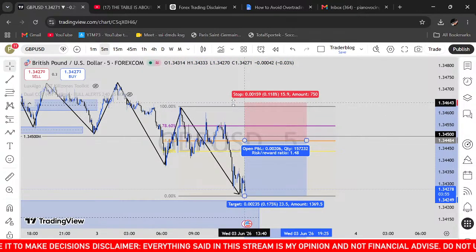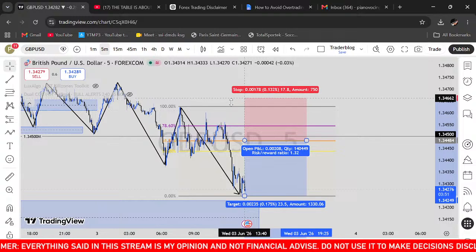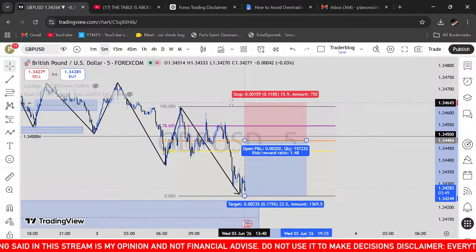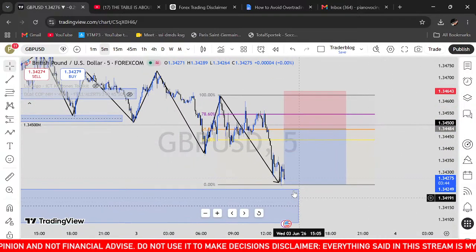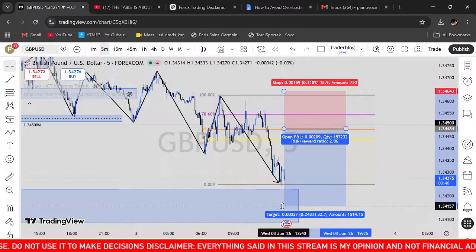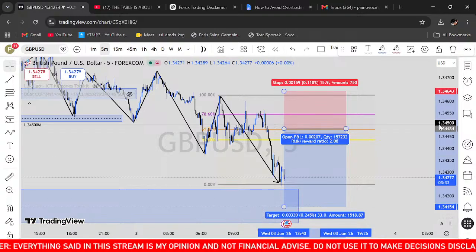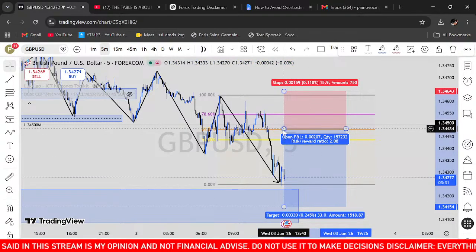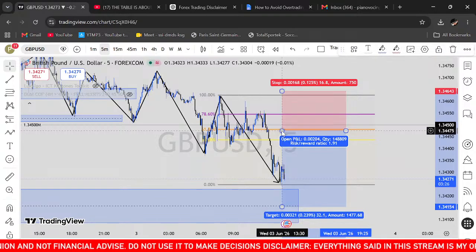So this is the safest place to have your SL. Do not have your SL anywhere below the zone. And let's see if we can rack up some 1:2, if we can get 1:2.